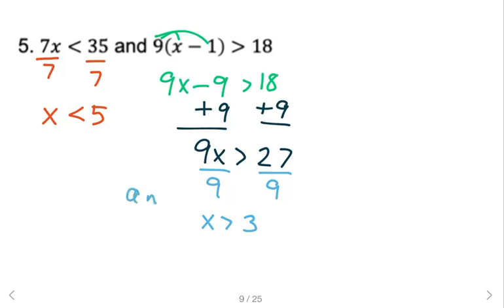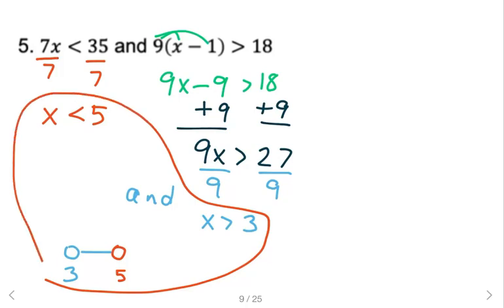This is an and. So we want all the values that are greater than 3 and at the same time less than 5. And so our graph will be the values between 3 and 5. So 3, the decimal values in between there, like 3.1, 3.9, all the way up to 5, but not including 5. So 4.9 would be included, but 5 would not.